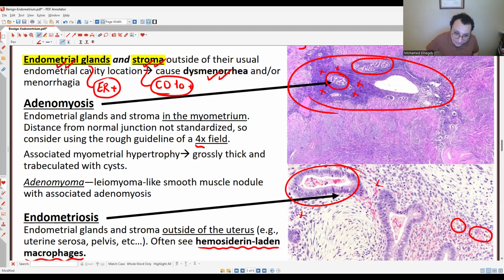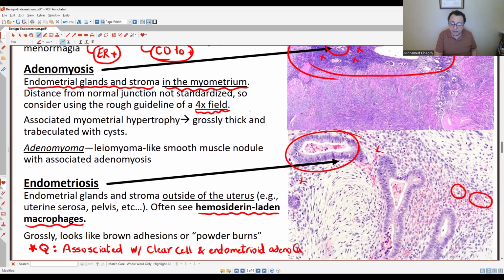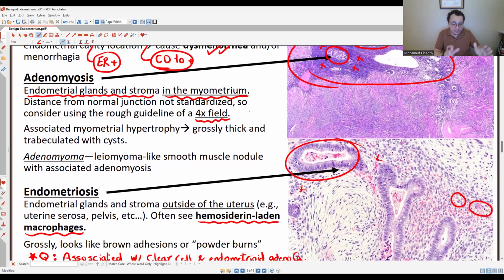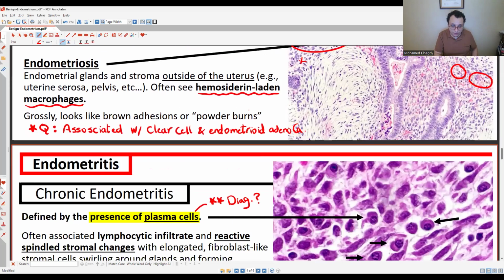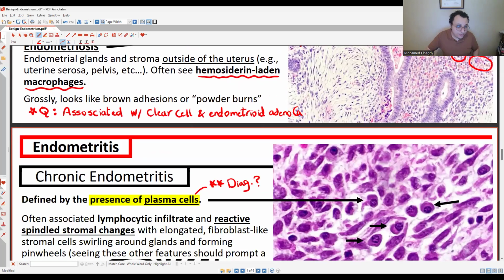See, he's highlighting this 4x field. And adenomyosis, as we all know, is endometrial glands and stroma in the myometrium. And we need a 4x field from the surface to call it adenomyosis. Make sure you remember this.